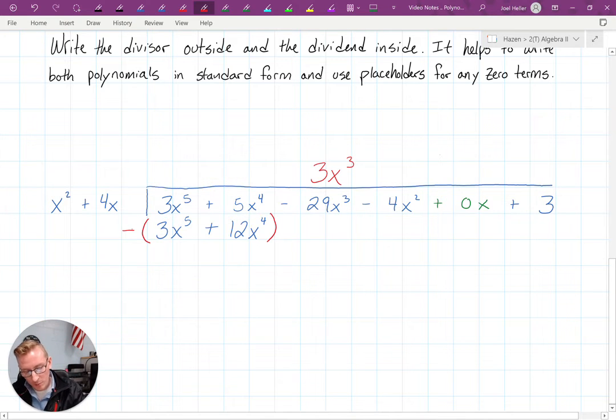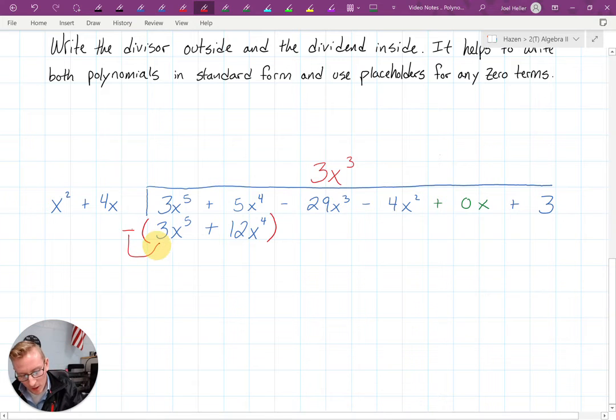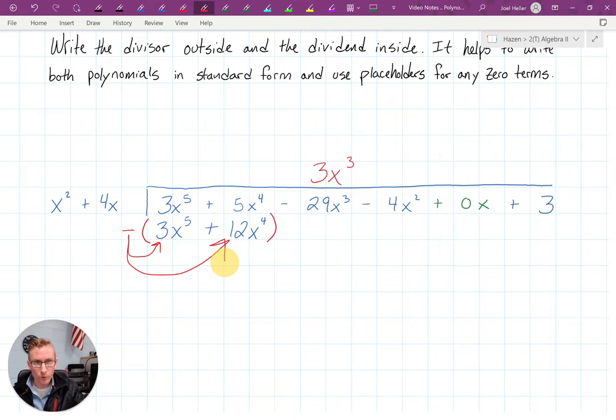Now, the thing you have to pay attention to when you're dividing these, when you're subtracting them, is that the negative sign, when you're subtracting, gets distributed to everything on the inside. So this negative applies to that 3x to the fifth. That negative also applies to the 12x to the fourth. One of the most common mistakes is to forget to distribute that negative. We've got to remember that negative.